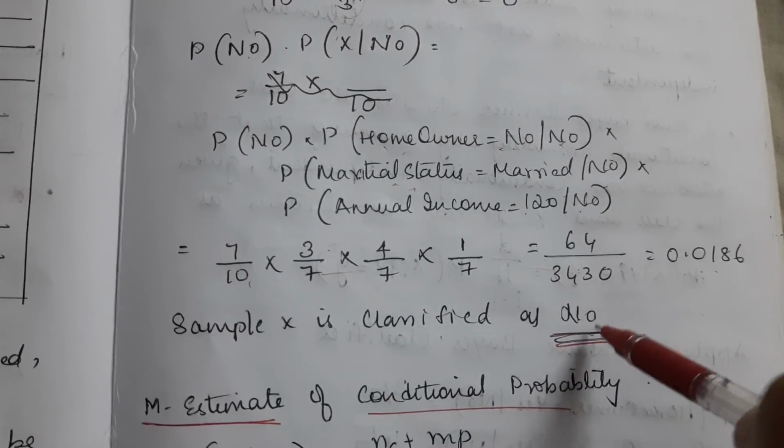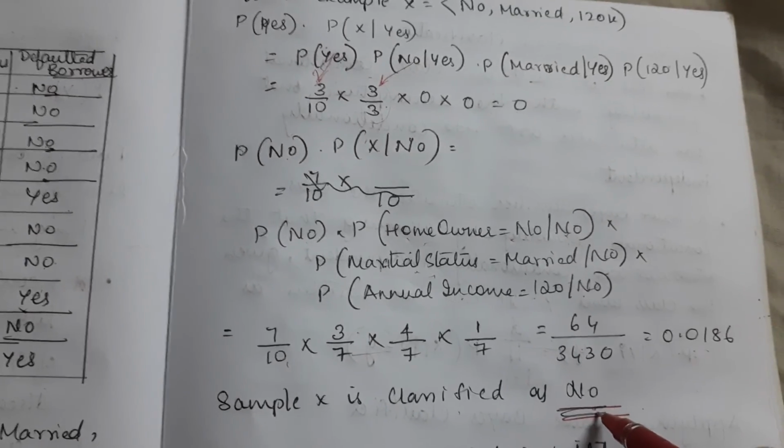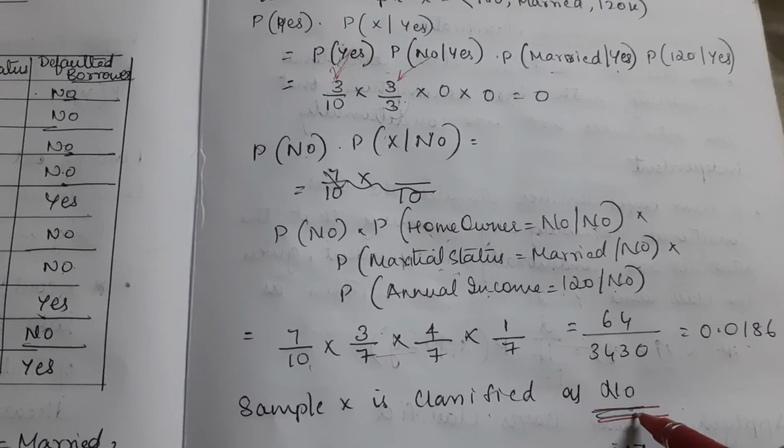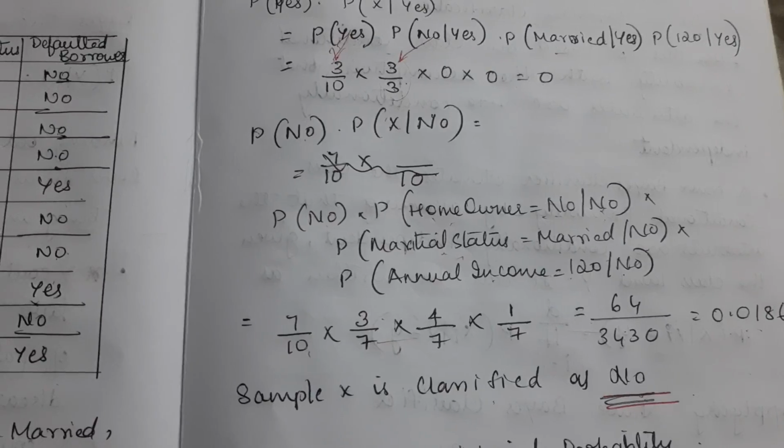Okay, so this is how your Bayesian classification works. I hope you have understood this. This is the first part. Okay. Thank you.